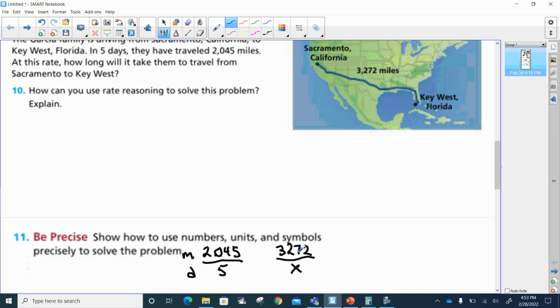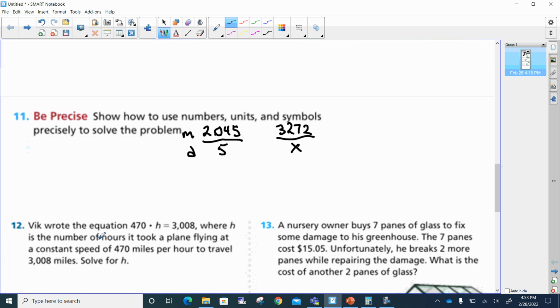So we can cross multiply this, right? And if we cross multiply this, I'll just use the highlighter again to make it easier for us: 2,045 times x, and 5 times 3,272. All right. Show how to use numbers, units, and symbols precisely to solve this.